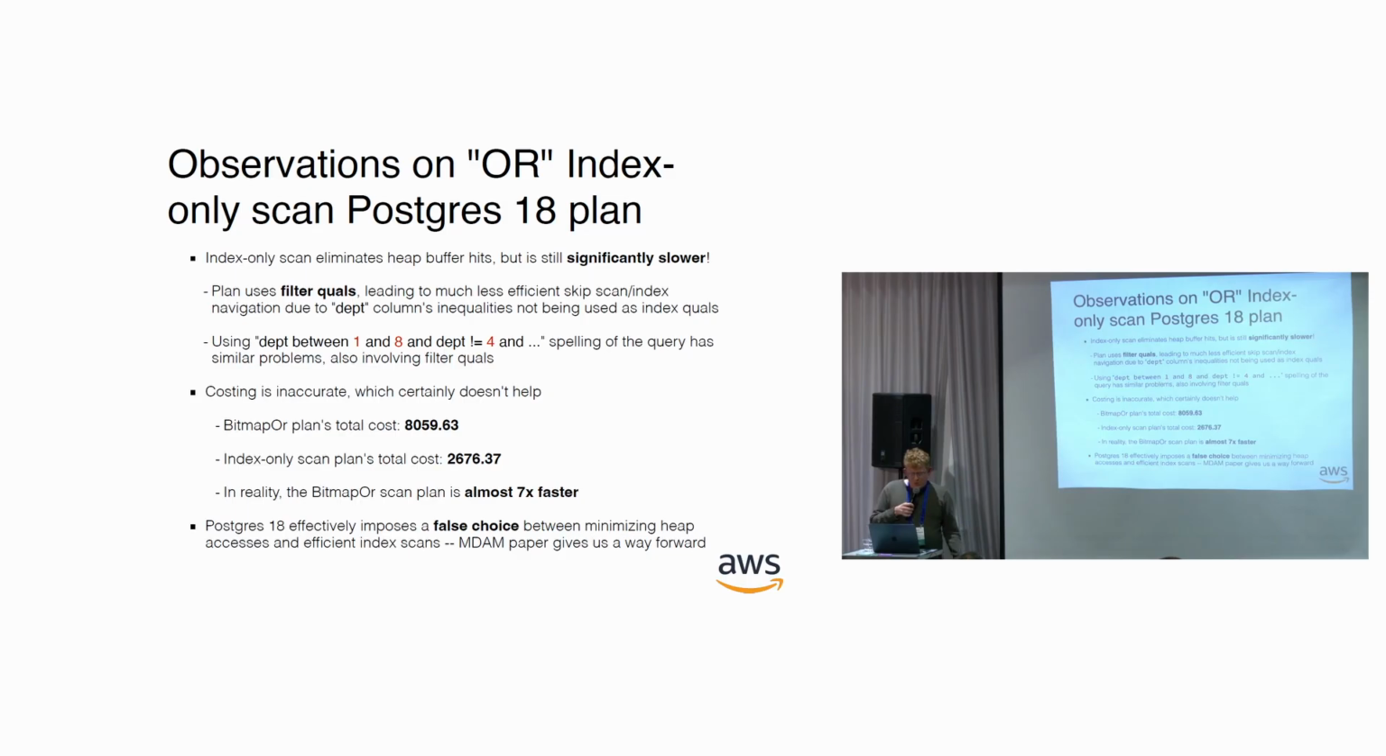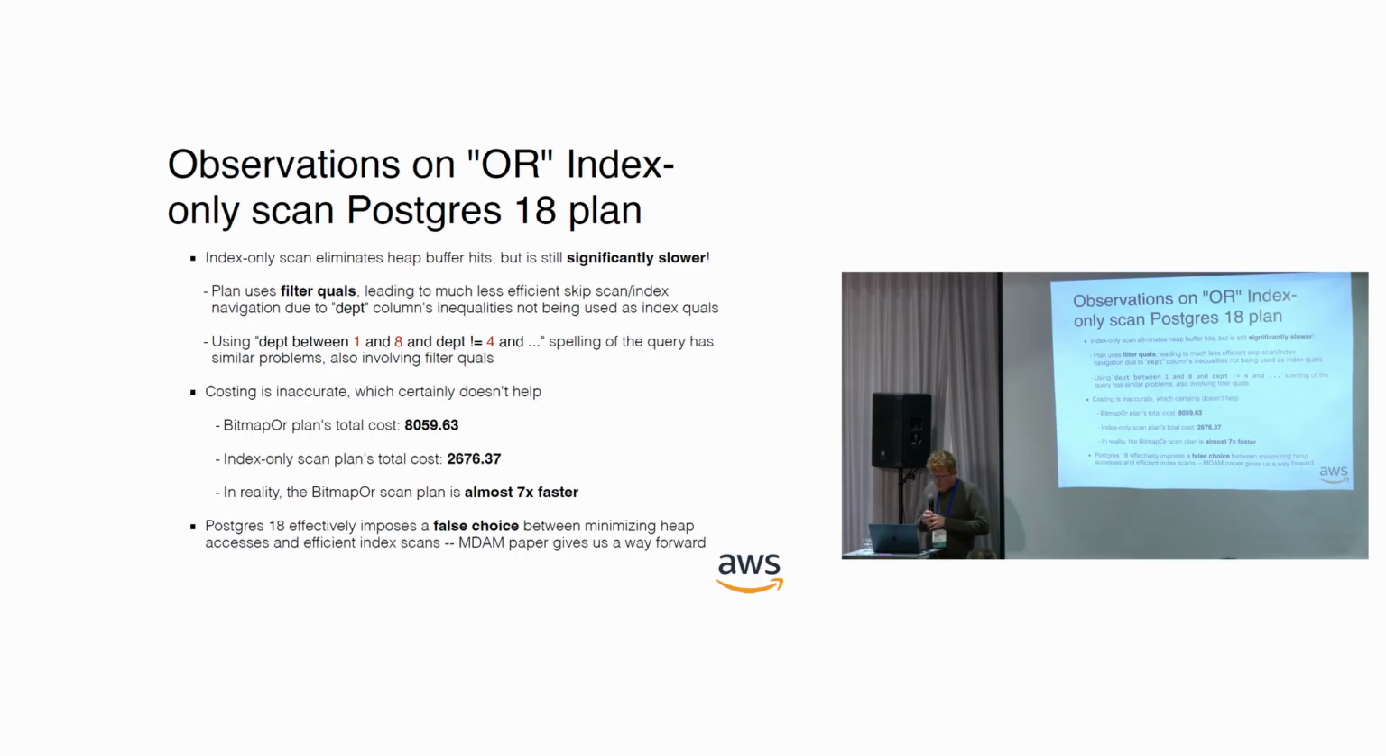Okay, so we would like to not have this false choice forced upon us, and by having this capability, we could conceivably avoid having to make a choice. It might still be true that a bitmap OR was the fastest plan, but probably we would want an index-only scan if we could potentially have only those columns from the index in our select. If we could get away with that, it would be very nice to get an index-only scan.